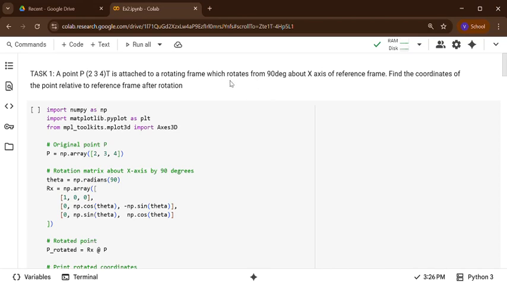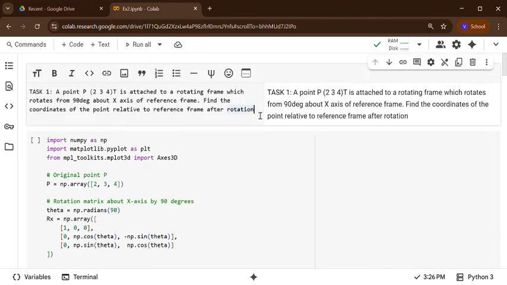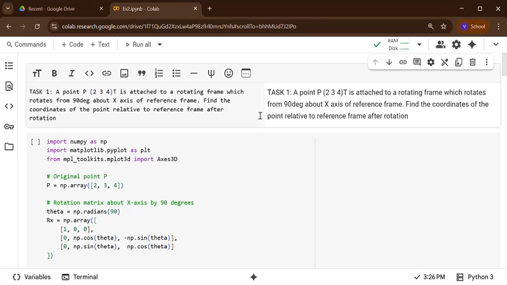So first we have to know the equation. For that the equation is, so here I can say T new. This is the new transformation matrix. In this new transformation matrix, first we have to take the rotation frame. The rotation frame is rotated about the x-axis by 90°. Then to that a point is attached. That point attached is the point P, which is 2, 3, 4. So this is the equation.